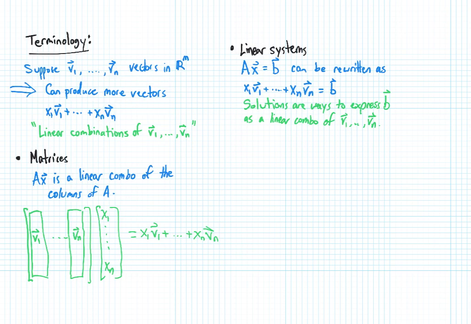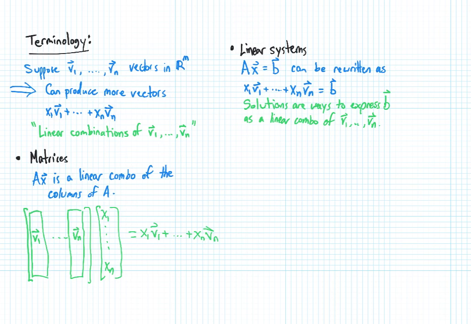And so when you think about the different outcomes that could happen, you can interpret those in terms of this question. Let's say that there are no solutions to the system. Then that means it's impossible to express b as a linear combination of these vectors v1 to vn. Or let's say that there's a unique solution. Then that means that there's exactly one way to express b as a linear combination of v1 to vn. And then there's the possibility that there's an infinite number of solutions, in which case there's an infinite number of ways to express b as a linear combination of v1 to vn.